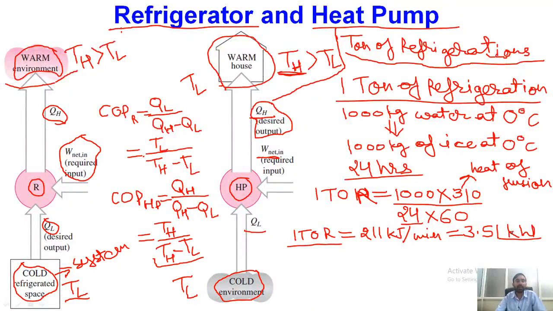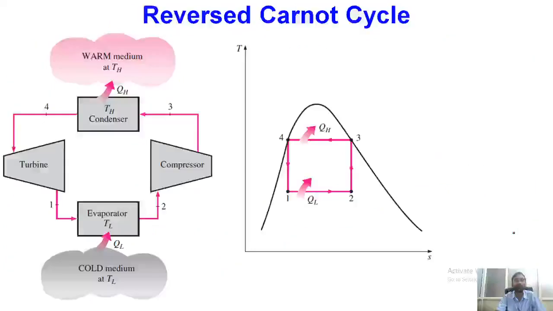Okay, so after this brief discussion about the refrigerator and heat pump, now let us discuss what is the idealized cycle based on which we design a refrigerator. We have already studied the Carnot cycle for power producing devices, where we were converting heat energy into work energy. And we know that the Carnot cycle is a completely reversible cycle. It means all the thermodynamic processes which we have seen in the Carnot cycle can be reversed fully.